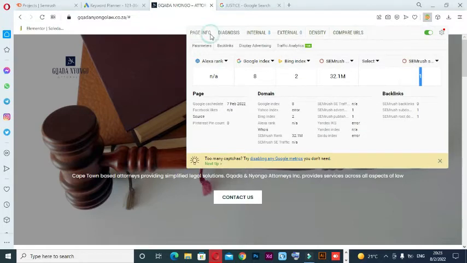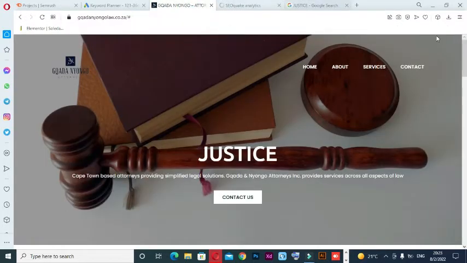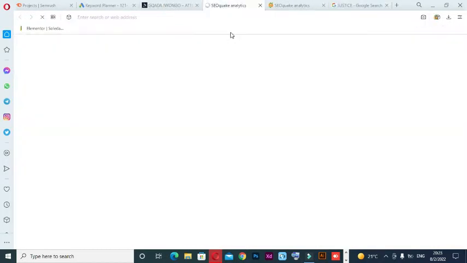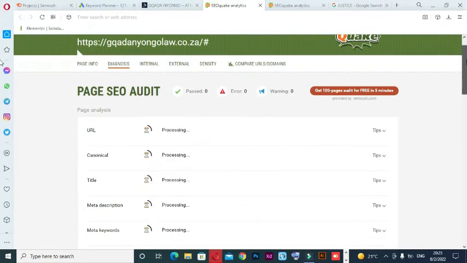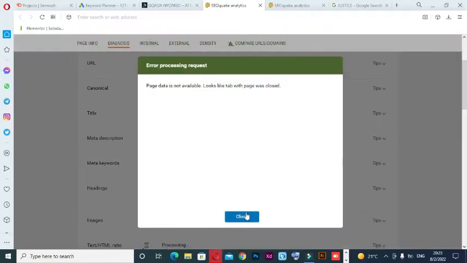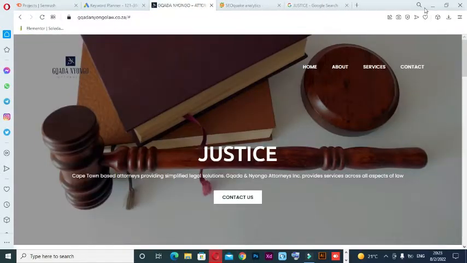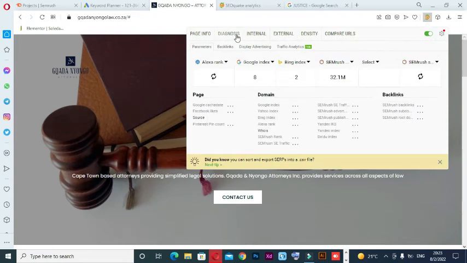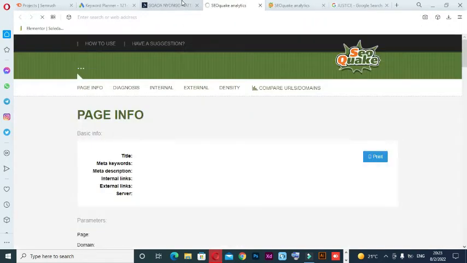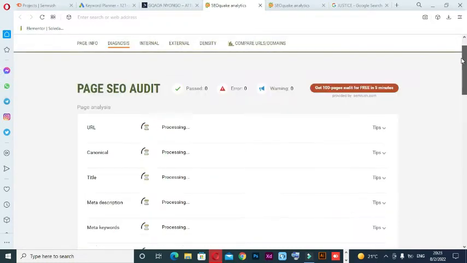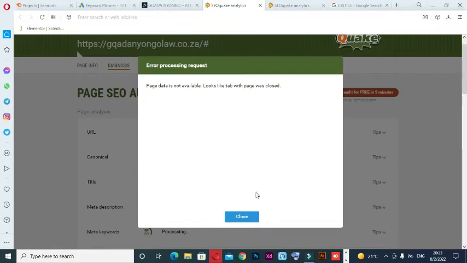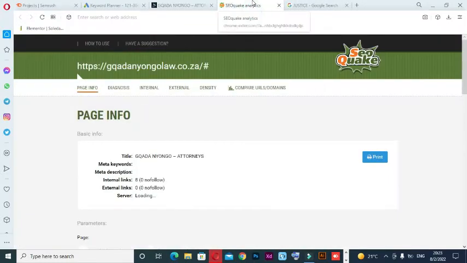So let's try to analyze this page. We go and click on diagnosis. If we click on diagnosis, it's gonna tell us all the errors on the page, which is a good thing. Let me try it again. It encountered an error, I don't know why. I don't know why it's crashing.